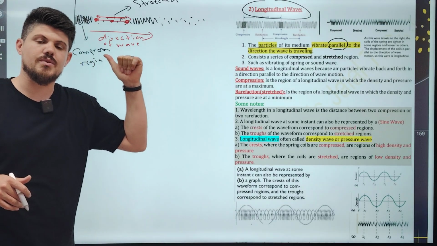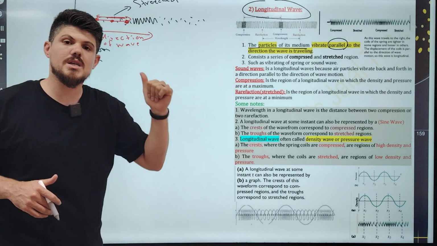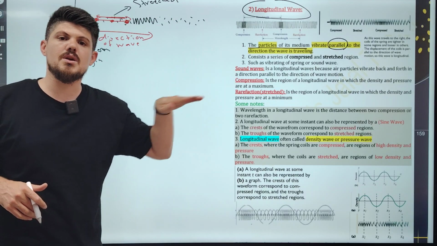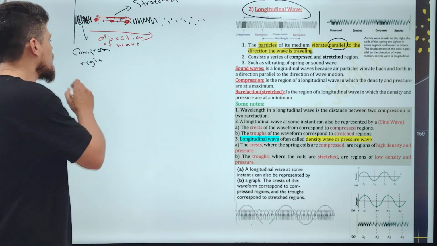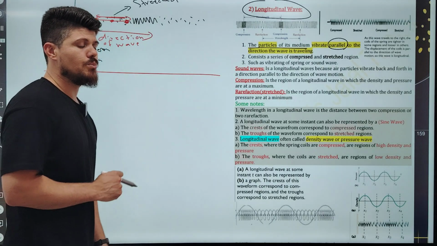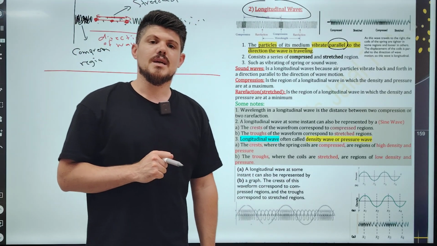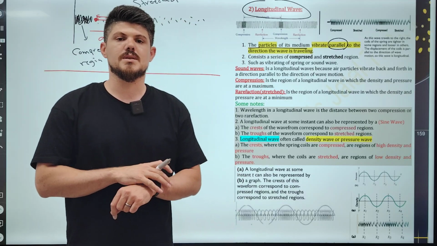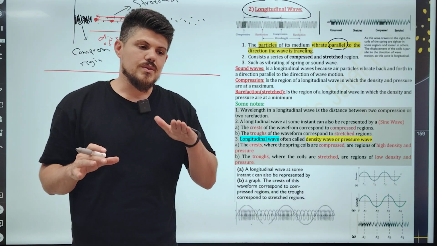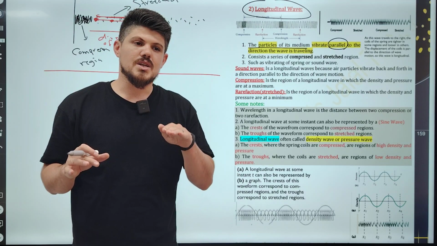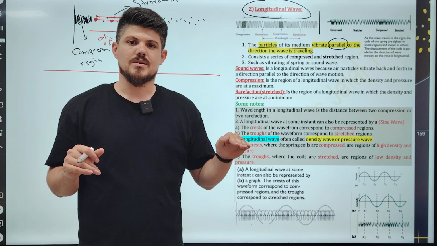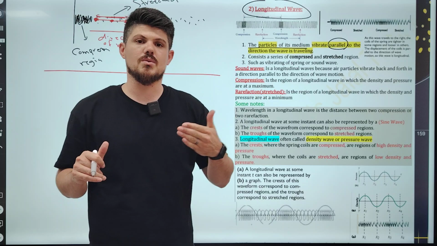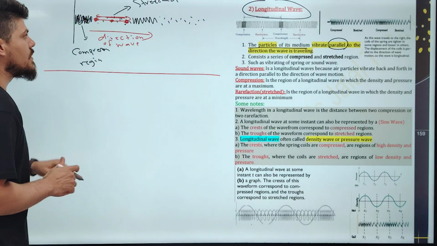But in a transverse wave, as we studied in a previous lesson, the particles vibrate perpendicular to the direction of the wave. So this is the main difference between longitudinal wave and transverse wave. Once again, listen to me carefully, please. In a longitudinal wave, the vibration of the particle is parallel to the direction of the wave, but in a transverse wave, the vibration of the particle is perpendicular to the direction of the wave.